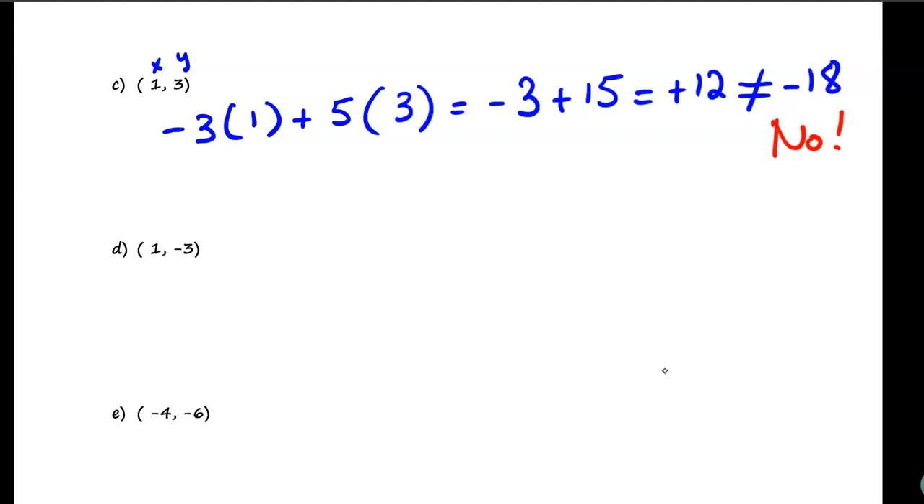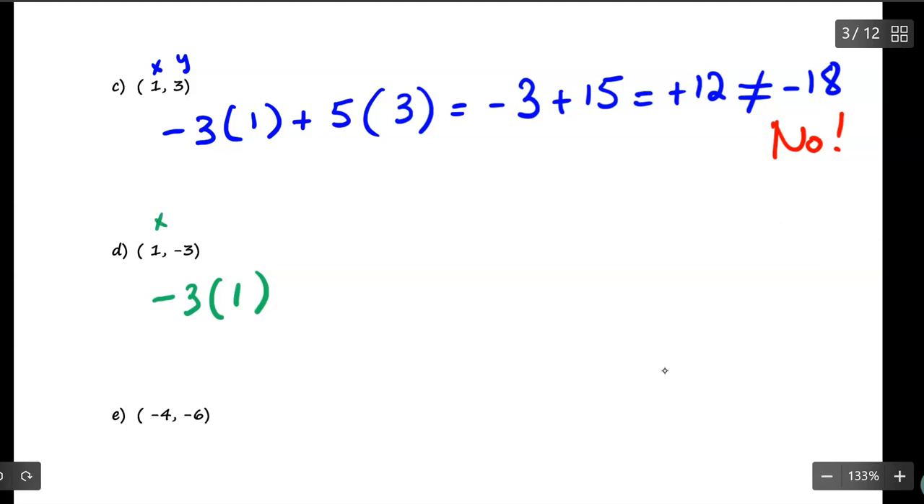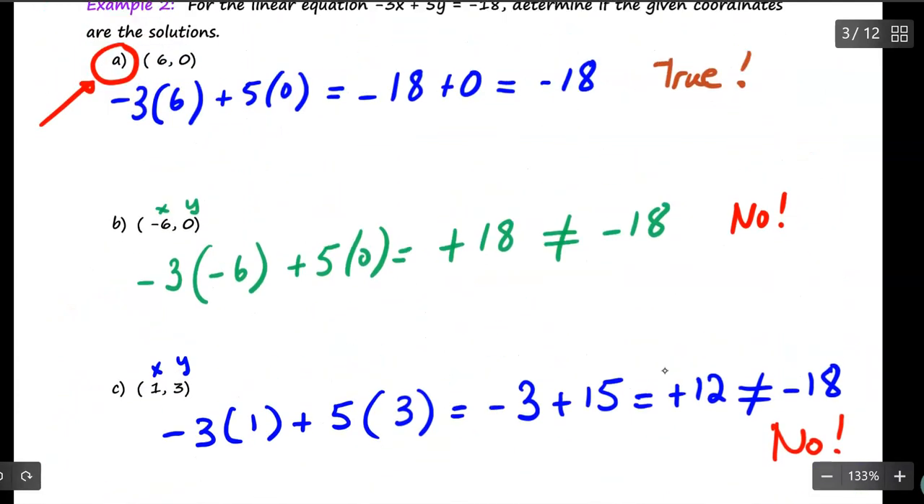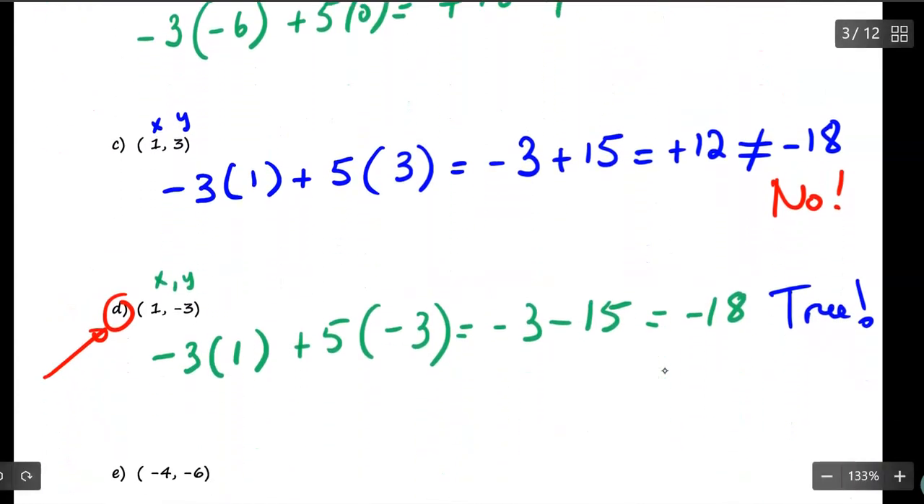Okay, and now we are going to try for the next point, which is 1 and negative 3. So then I will write negative 3 times 1. So reminder again, this is x and y. Negative 3 times 1 plus 5 times negative 3. So this will give me negative 3 subtract 15, so give me negative 18. So this one is true. So this is another point on the graph. So it's true, this is a no and a no.